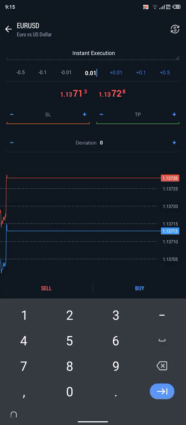So micro lot goes from the range of 0.01 to 0.09. Then mini lots goes from the range of 0.10 all the way to 0.90. Then standard lots, that's one standard, goes from the range of 1.0, or you can just say 1, all the way upward, depending on how your broker and your leverage and all of that.